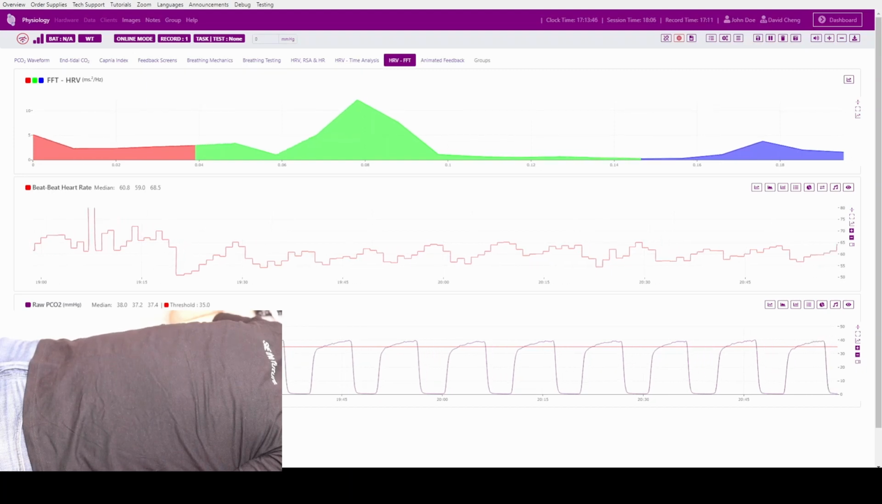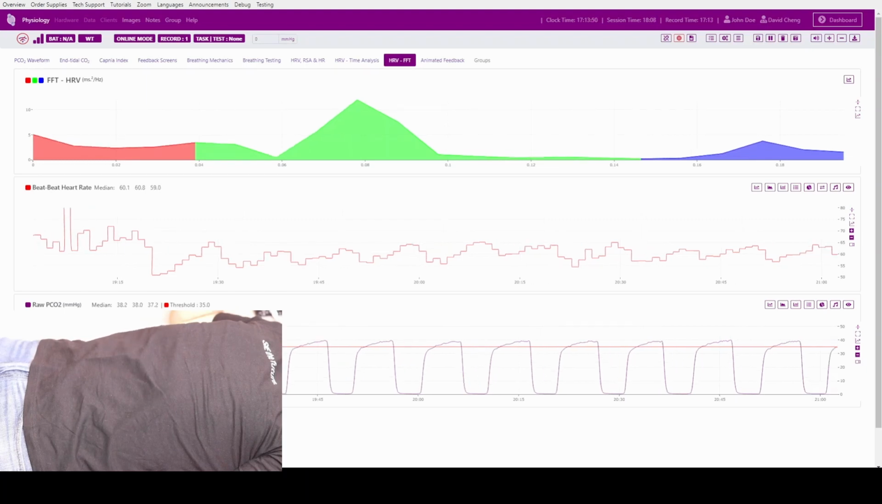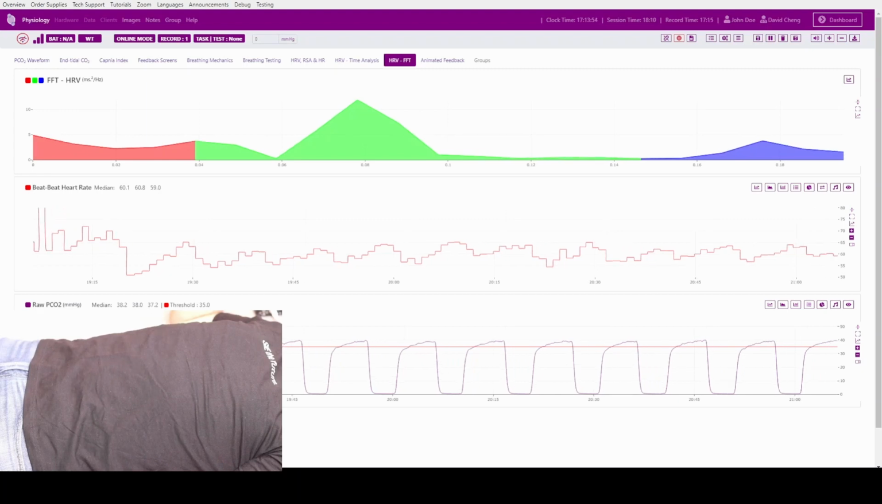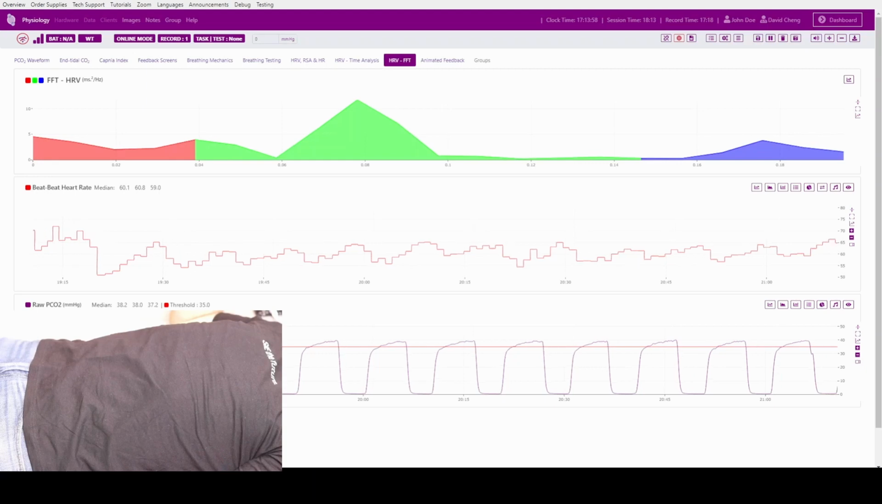And this is where, as I said earlier, the IBF app would be helpful for you to be able to achieve resonant frequency. All of you have asked me, how do you do resonant frequency breathing? And this is how you achieve it now.